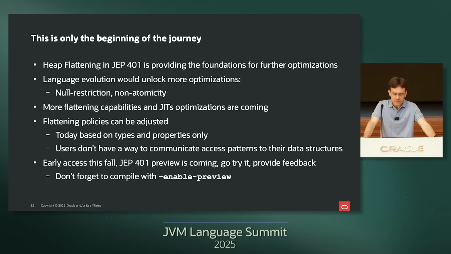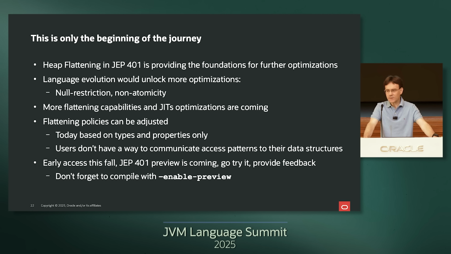JEP 4.1 is only the beginning of the journey for heap flattening. We are putting the foundation for further optimization. The evolution of the Java language, especially providing the way to express null restriction on non-atomicity, will unlock more optimization for the JVM. We still have more flattening optimization in mind, and sometimes prototype, and even more JIT optimizations for flat values. We cannot implement everything at once, so we will deliver that incrementally.